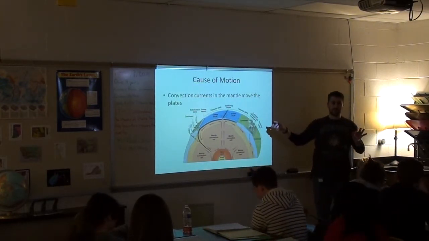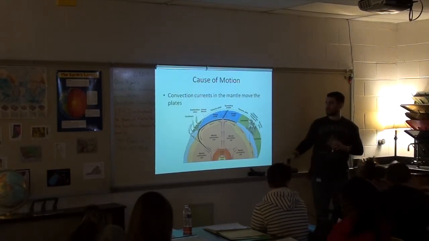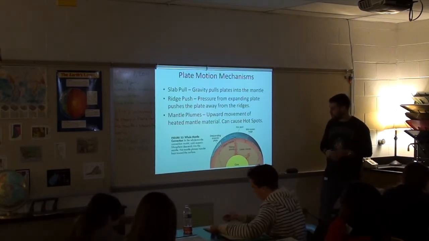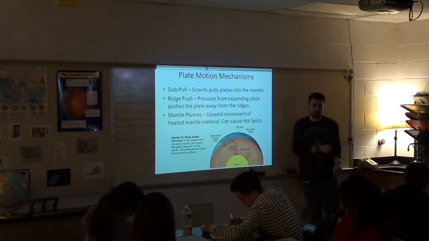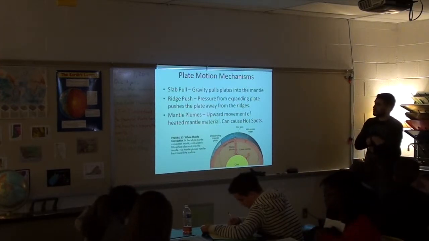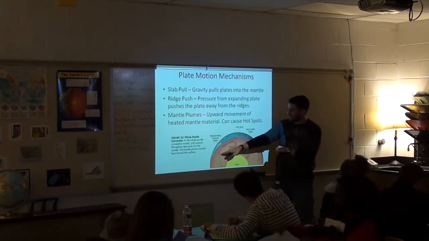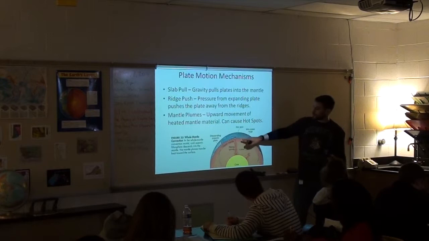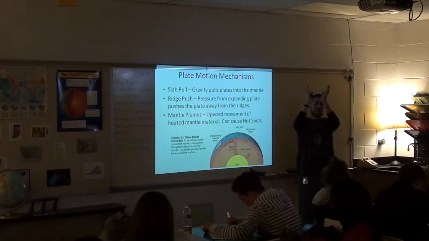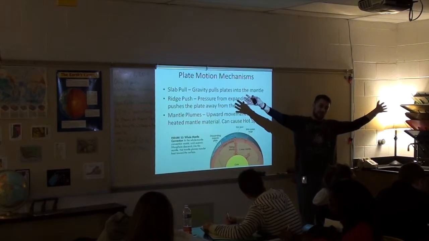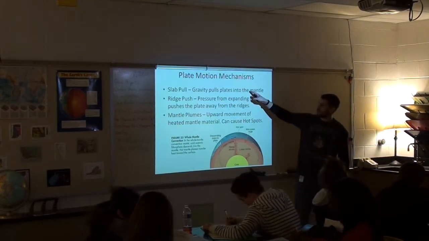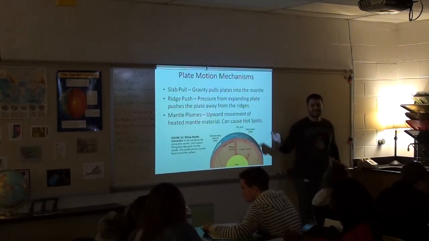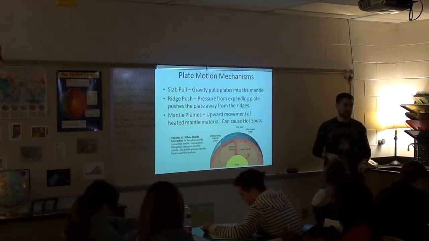That's the hard part to understand about this whole thing. If you can get that, we're set, because the rest is easy. Now, slab pull, ridge push, and plumes. Slab pull is where the plate is getting pulled into the earth, and gravity is pulling it like a guy with a rope down toward the center. The ridge push is where you have all that pressure being exerted in the middle, and that pushes the plate out. Slab pull, ridge push, and convection all work together to make the system go.